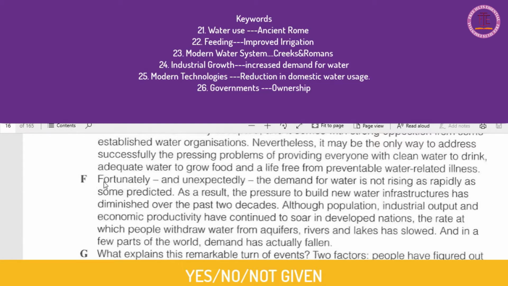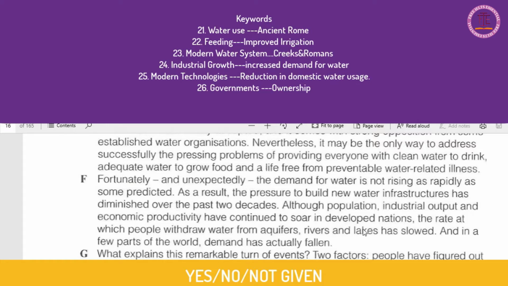Okay, fortunately and unexpectedly, the demand for water is not rising. Look at this. The demand for water is not rising as rapidly as some predicted. As a result, the pressure to build new water infrastructure has diminished over the past 2 decades. All the population, industrial output, and economic productivity have continued to soar in the developed nations.